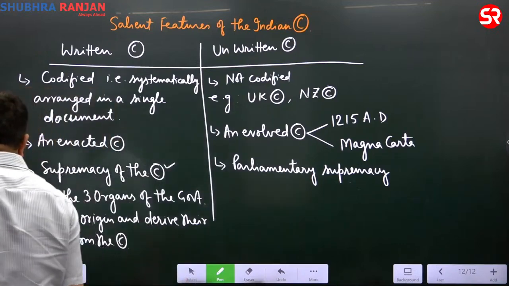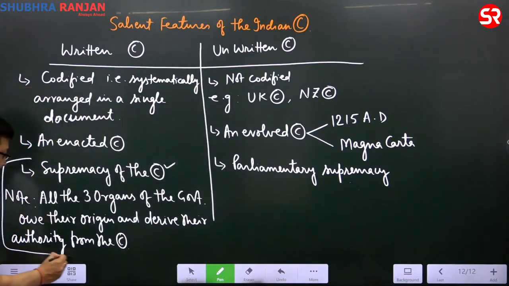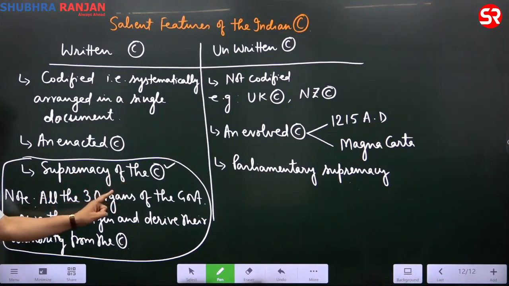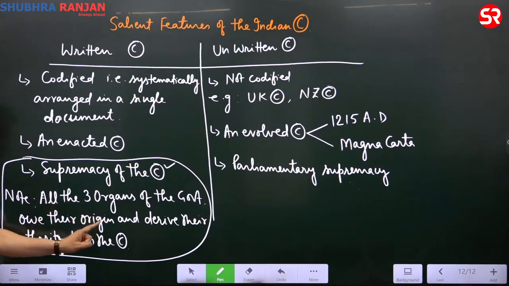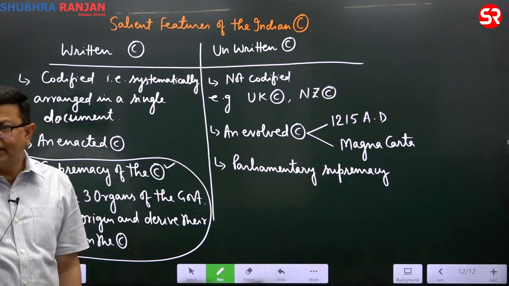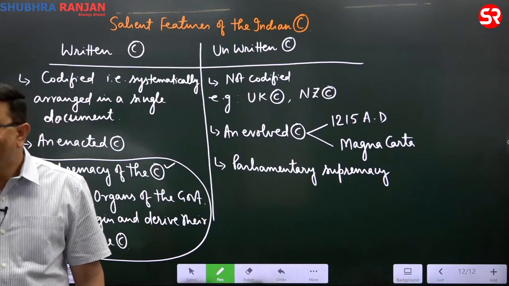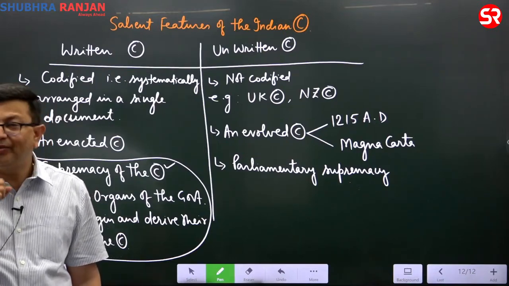Such type of questions can be asked in reasoning assertion. That in India, there is supremacy of the constitution, and all the three organs of the government owe their origin and derive their authority from the constitution. Both A and R are correct, and R is the correct explanation of A. And in the last class also, we had discussed that the objective of the constitution is to provide for a limited government, to restrict the powers of the government.